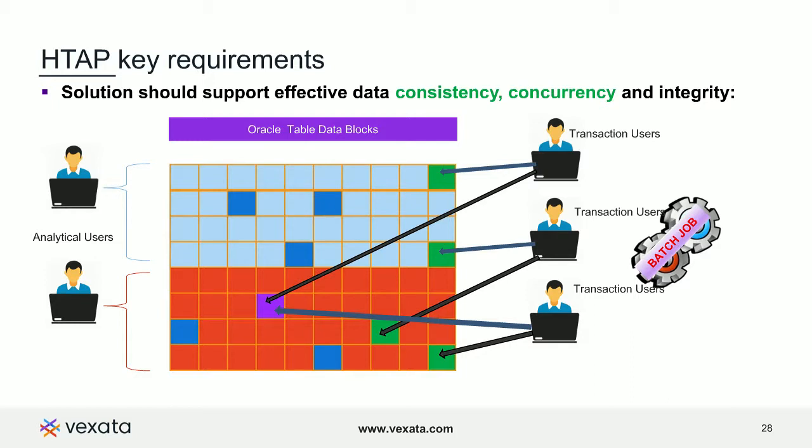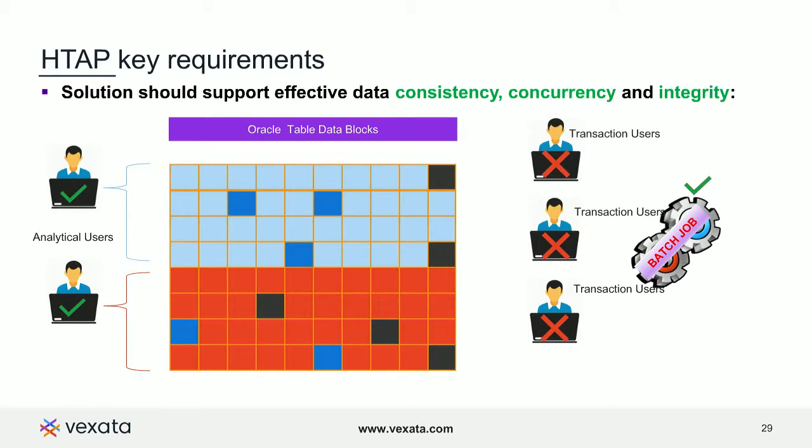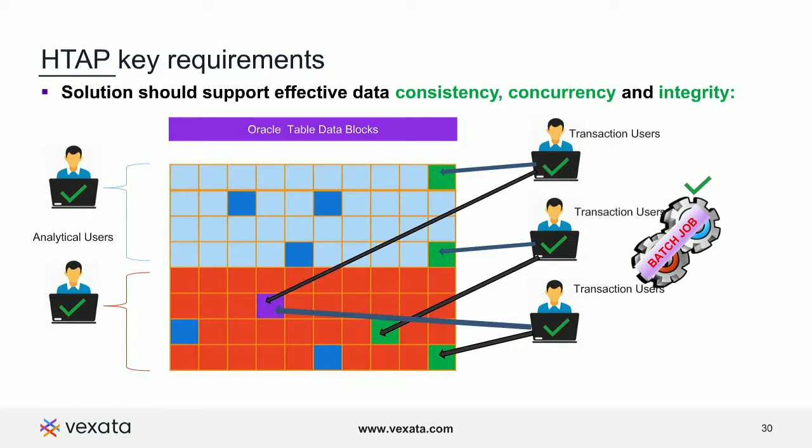So it is important to make sure that the proposed solution provides a consistent data image to each user and process, and it supports concurrency. Coming to integrity, all these transactions can either be interrupted or get successfully completed. So in either case, the solution should provide data consistency and concurrency and make sure it maintains data integrity at all times.